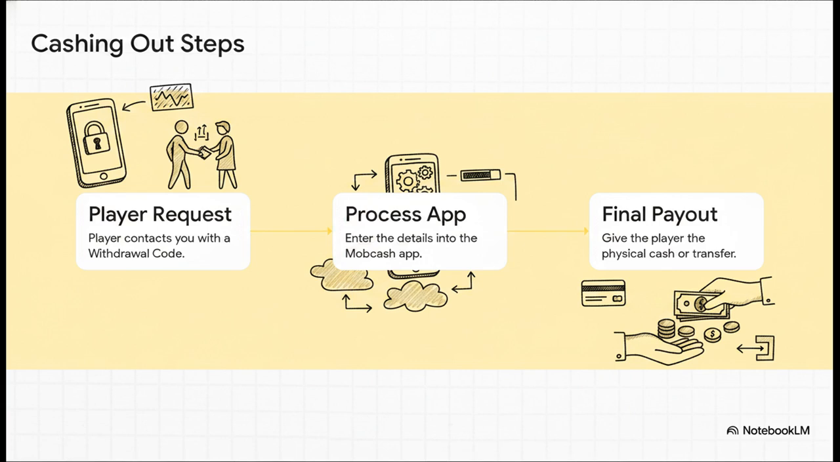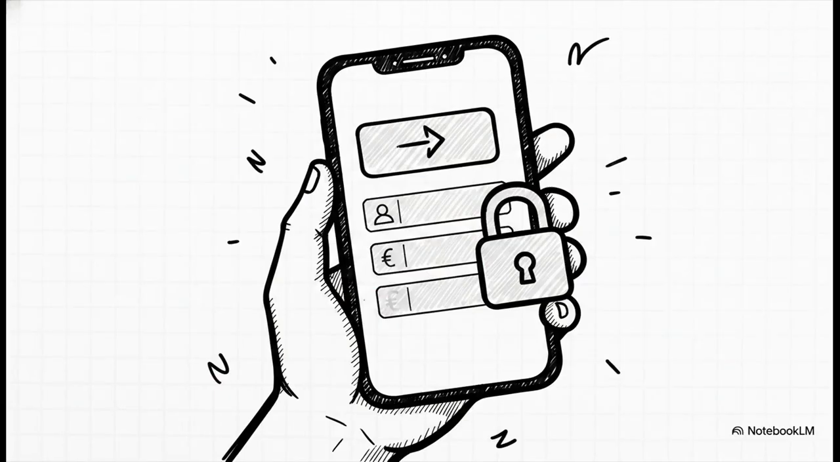In Step 1, the player has to be the one to initiate contact and request a payout. But crucially, they've got to provide the agent with a very specific withdrawal code that's generated straight from their account. Step 2 is the agent processing this inside the app, and then Step 3 is handing over the final physical payout.